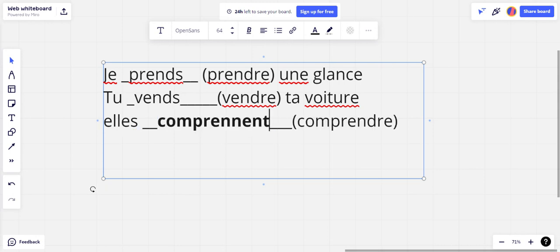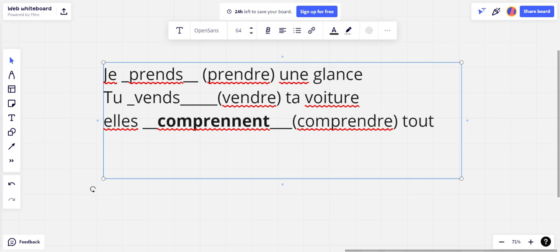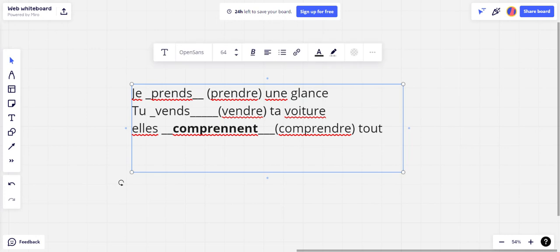And comprendre: I already taught you this word, it means to understand. Here we have this word, right? The same way we have prendre, we have this one, and they have the same conjugations every time.